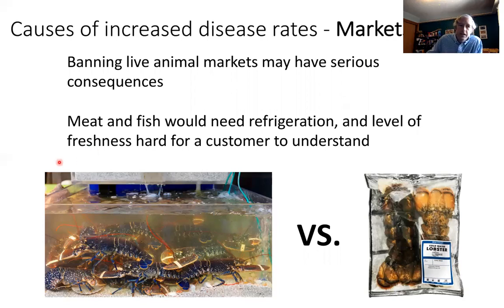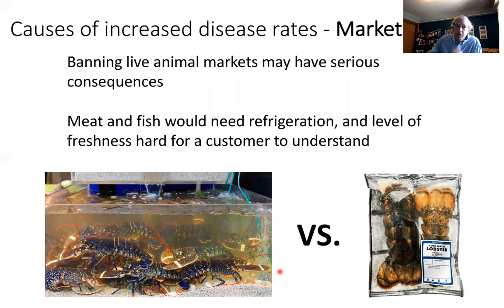In addition, if you've killed the animal and you're selling it dead, the level of freshness of that product is very hard for a customer to understand. So compare these Maine lobster kept in a tank, where they're alive and you can see them all moving around, to a lobster tail that's processed and in the fridge in the food section.